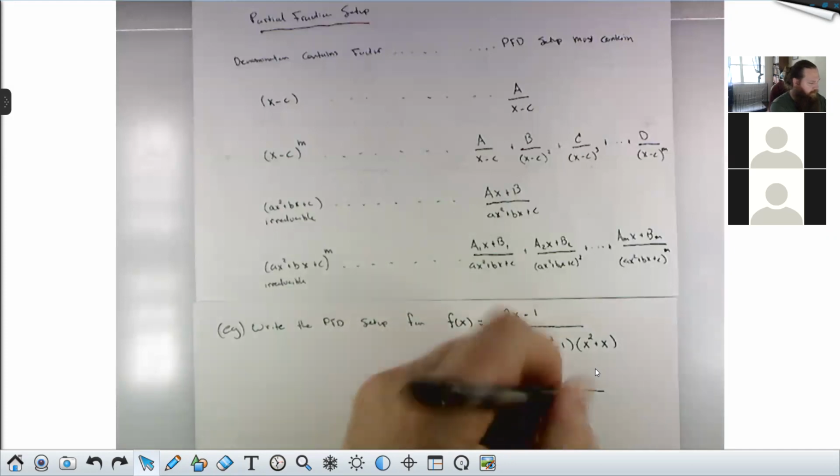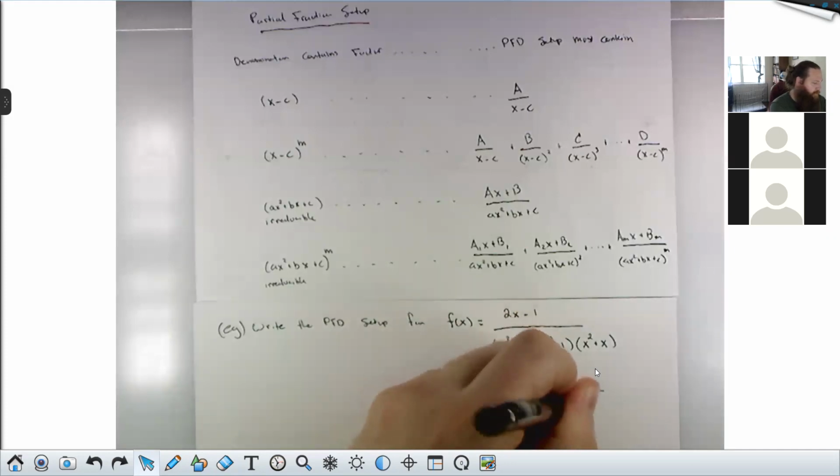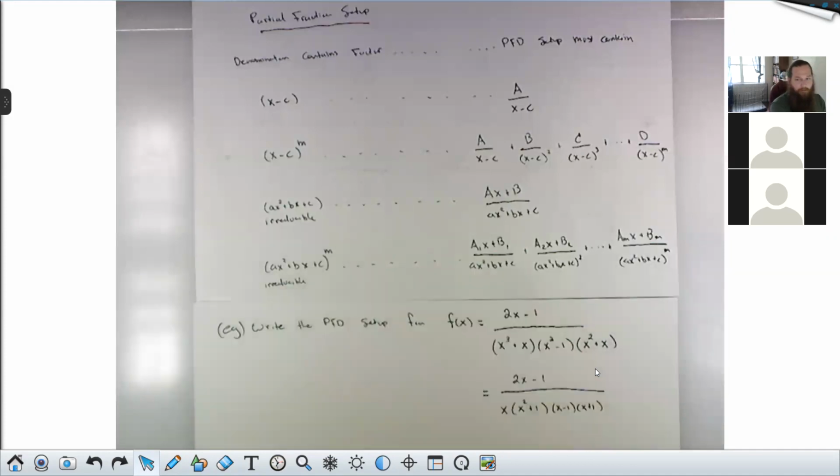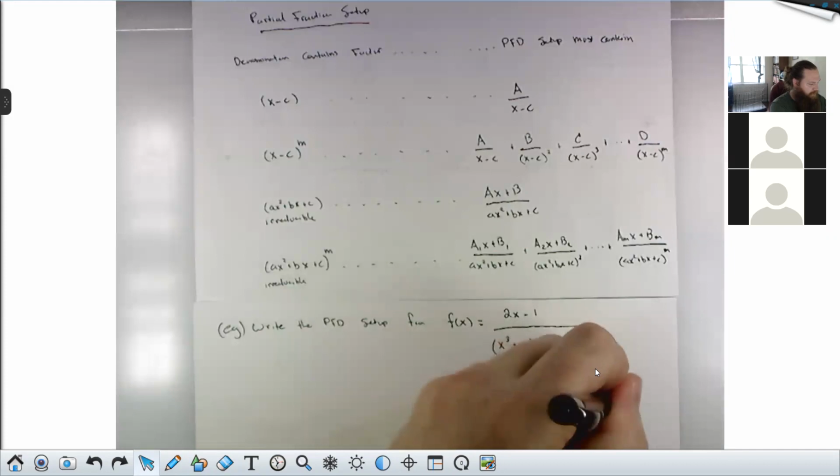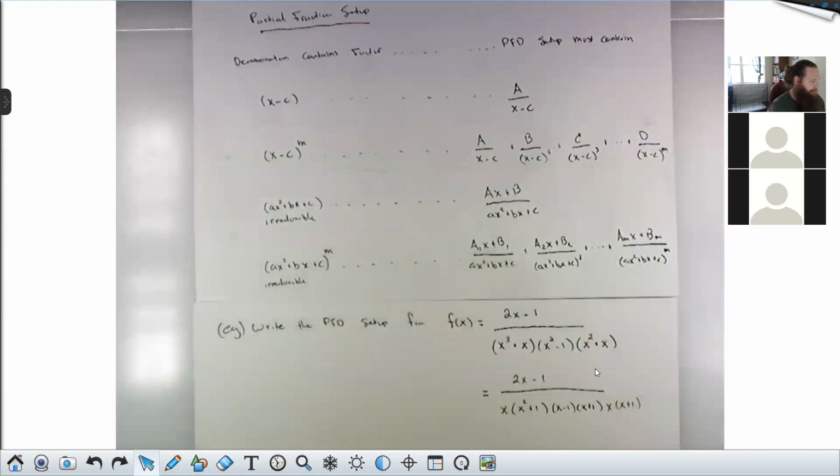X squared minus 1 is a difference of squares. That's x minus 1 times x plus 1. And x squared plus x, if I factor out an x there, I get x times x plus 1. And now what you notice is there are some repeated factors. There's an x here and an x here. Those can be put together. There's an x plus 1 here and an x plus 1 here. Those can be put together.